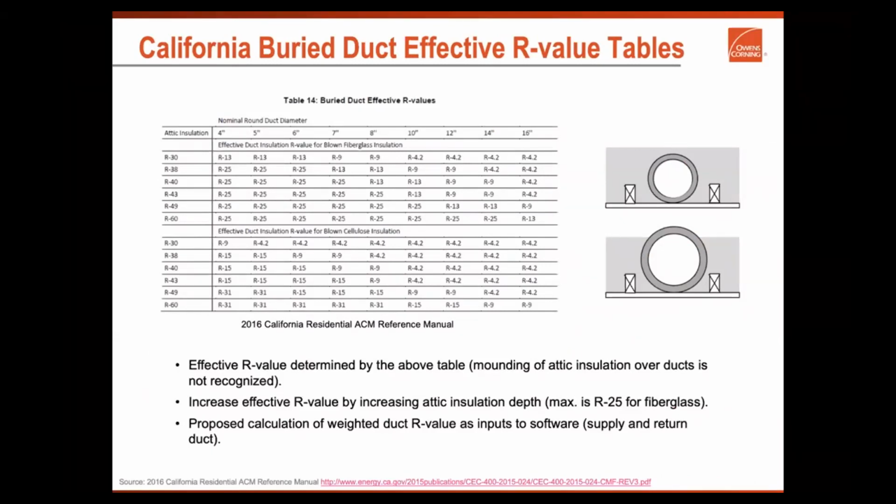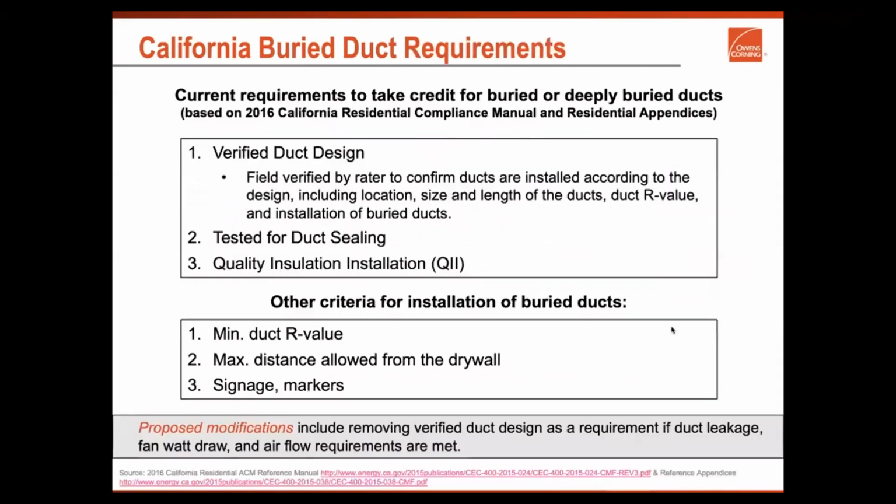The reason why is because we're allowed to calculate an effective R value. Let's say this was a climate zone that needed it. And this is in California, though. I noticed this is coming from the ACM reference manual in California. This wouldn't be exactly how you would do it in Texas, but it does work that way in California.